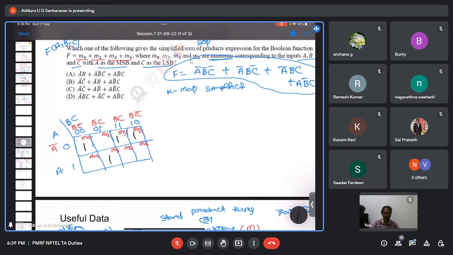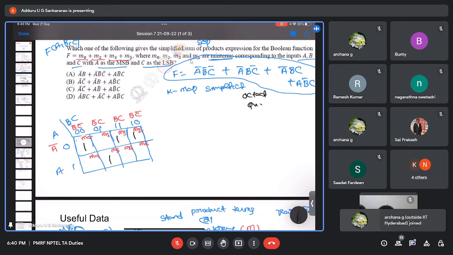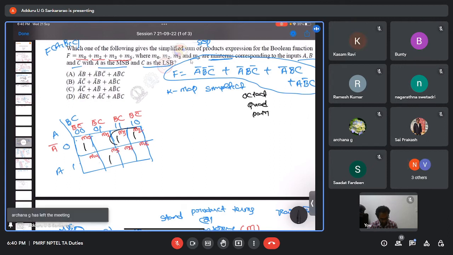Once you have placed the min terms in each cell, the next thing is the mapping. So you know how to group them. First we'll check for an octet. If an octet is not there, then we'll check for a quad, and if that is not there we'll check for a pair. An octet is a group of 8 adjacent minterms, and a quad is a group of 4 adjacent minterms. Here an octet is not there, a quad also not there, but we can have pairs. So these two we can group as a pair, and also this one and this one, another pair.